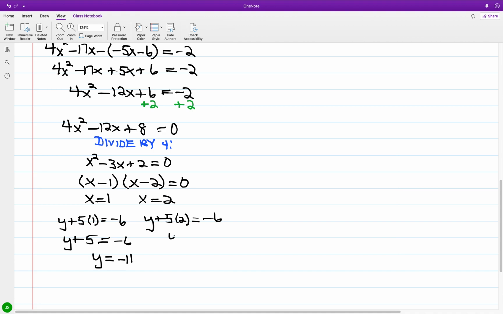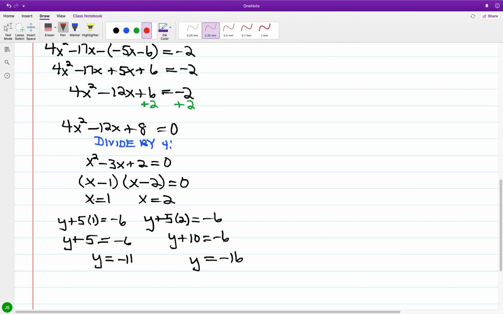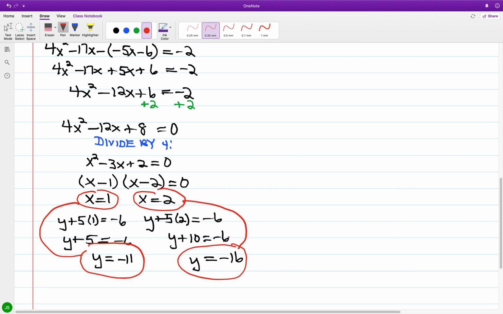And whenever x is at 2, we have y plus 10 is equal to negative 6. And taking 10 away from both sides, I have that y is equal to negative 16. Okay, so we have mapping together. So we have an ordered pair, which will be at 1, negative 11. And the other one, which we'll have at 2 and negative 16. All right, so I have 1, negative 11, 2, negative 16.